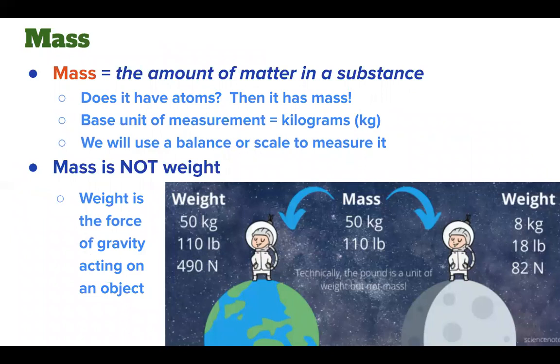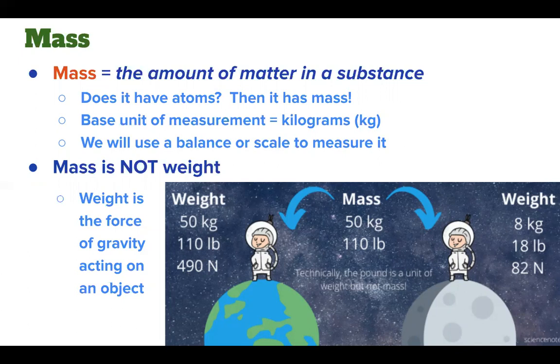Mass is a physical property. It's the amount of matter in a substance. So it doesn't necessarily say what kind of substance it is, it's just how many atoms do we have? Does it have atoms? If it has atoms, then yes, it has mass. The base unit of measurement is kilograms. You can see that's noted by a kg in lowercase.